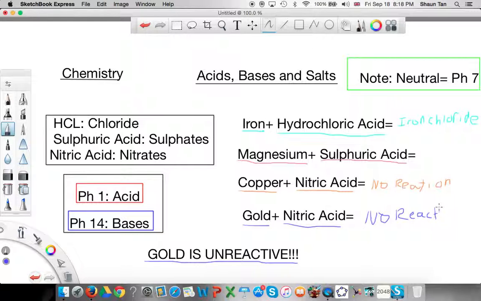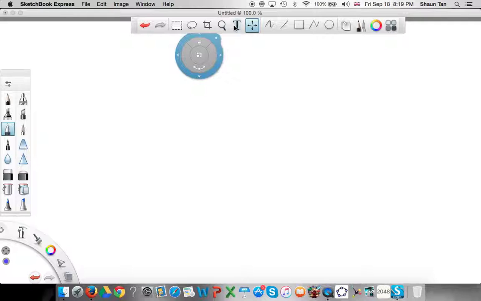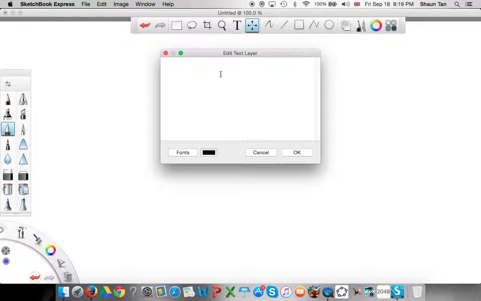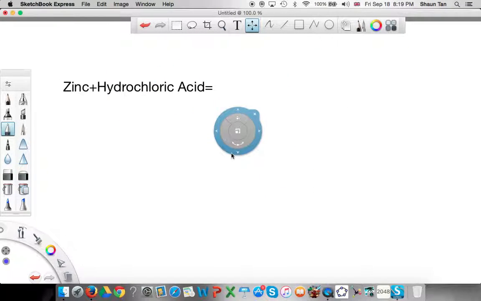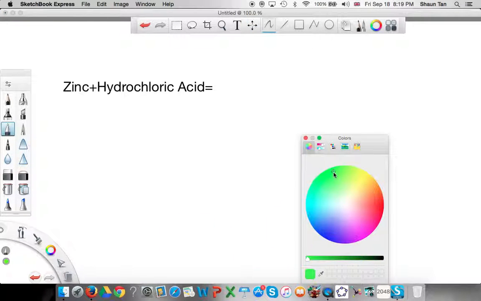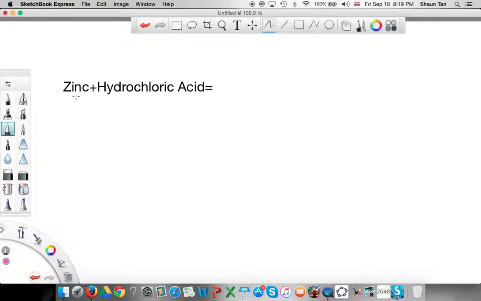Now I guess you basically have the basic idea. With this done, we can move on to some other stuff about chemistry. Let me have a new question here. We have zinc plus hydrochloric acid. We know, as I wrote in my rule above, that zinc does react because it's after magnesium. So zinc is the metal used, and hydrochloric acid gives chloride. So it should be zinc chloride.